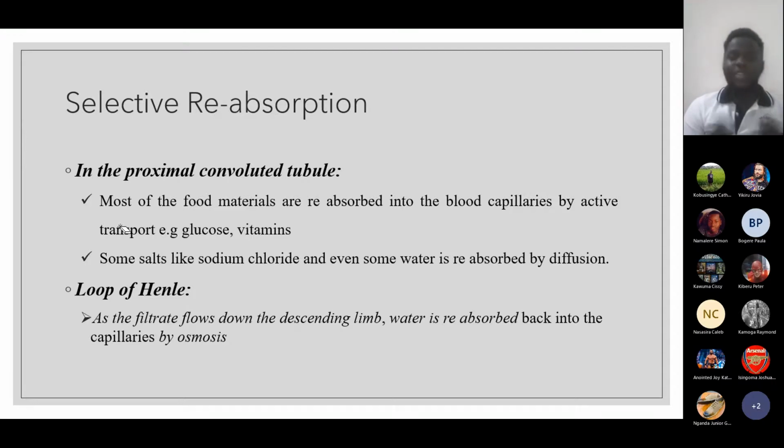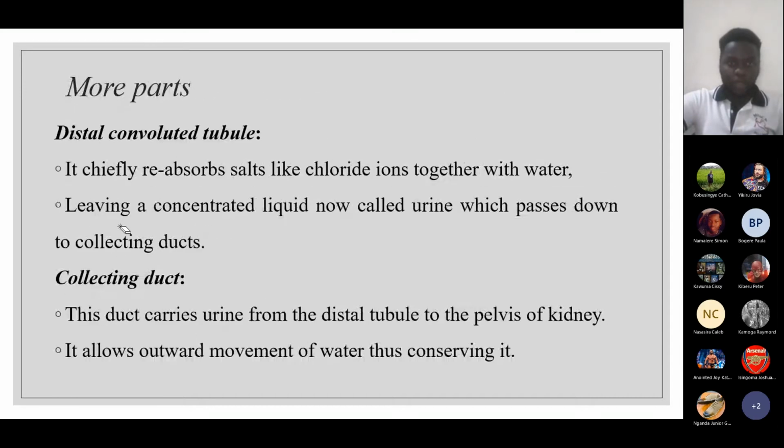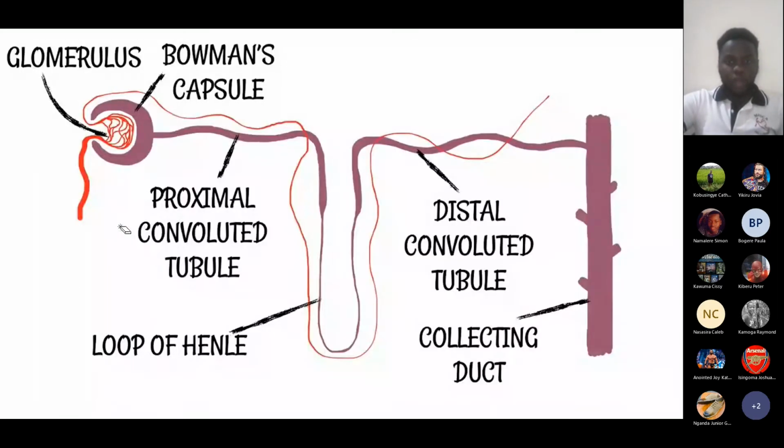The second part after the proximal convoluted tubule is the loop of Henle. So what happens is, as this glomerular filtrate passes through the proximal convoluted tubule and begins to go down the descending limb, water is reabsorbed back into the blood. Let me first put it so that people can see what I'm talking about. Okay, so here we are.